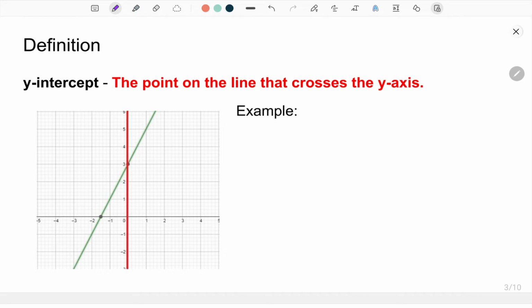And for example, if we have this graph that's pictured here, follow the line. Where does it cross the y-axis? Right at that point. And so that point, what is its y value? So the y value of that point is 3.